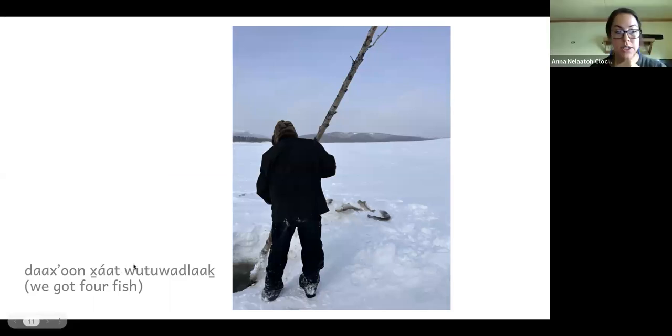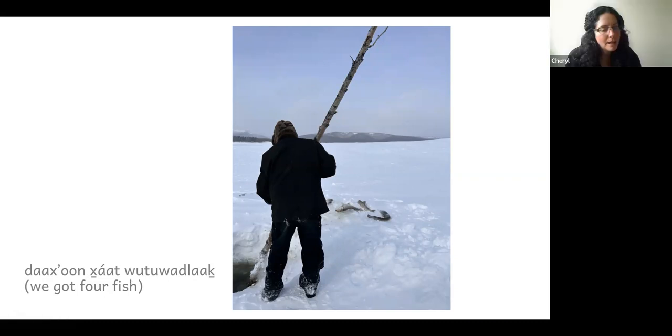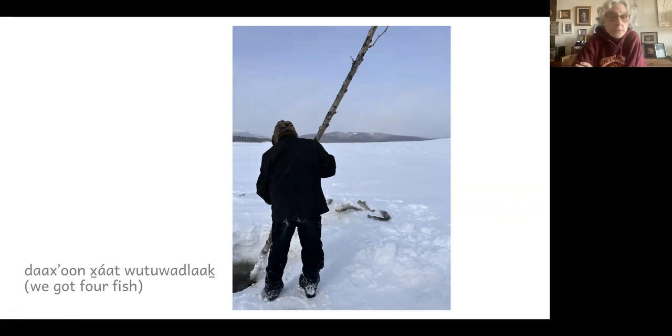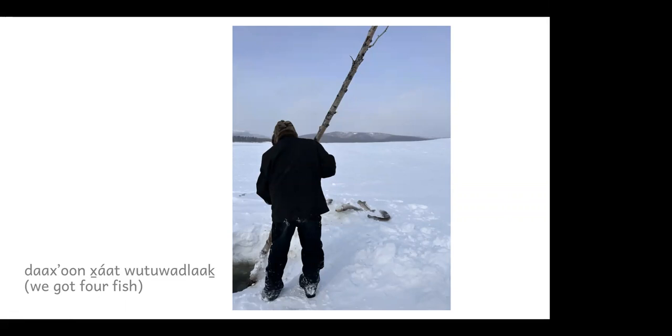And this is a longer phrase, so I want to start with the verb at the end. Go ahead and repeat this verb after me. Wutuwadlaq. That's the word for we succeeded or we got. If I want to say we got fish, that's where I say khat. So repeat this part after me. Khat wutuwadlaq.